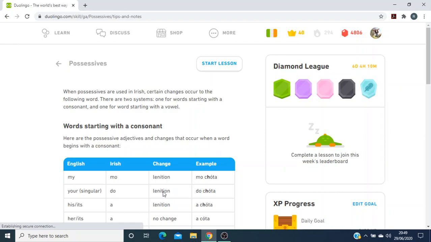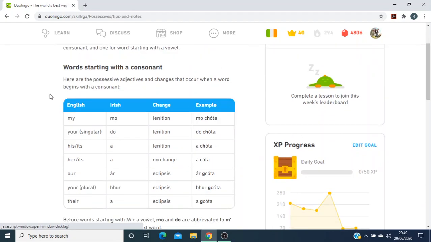When possessives are used in Irish, certain changes occur to the following word. There are two systems, one for words starting with a consonant and one for words starting with a vowel. So, words starting with a consonant. Here are the possessive adjectives and the changes that occur when a word begins with a consonant. So, my is mo, your singular is do, his, hers, or its is a.